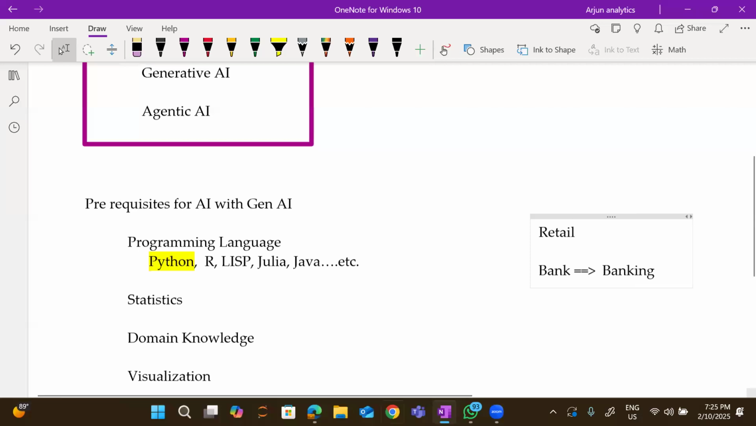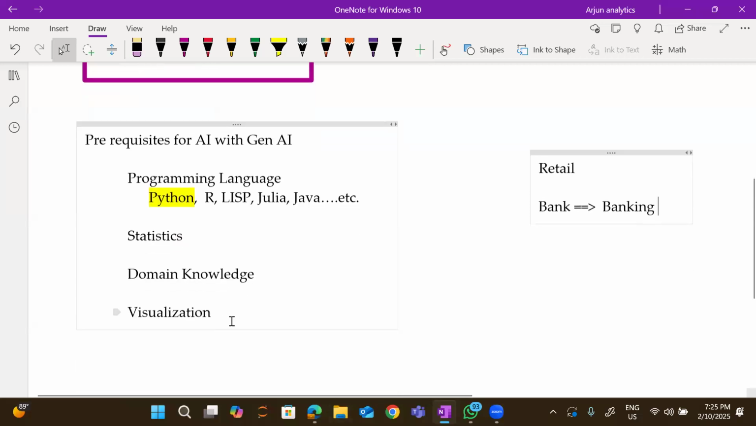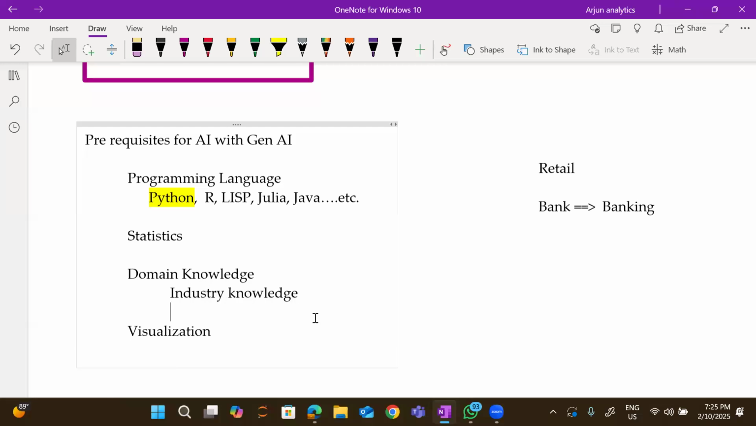Now the next one is visualization. Domain means nothing but industry knowledge. I'll put it as industry knowledge. Now the next one is visualization.